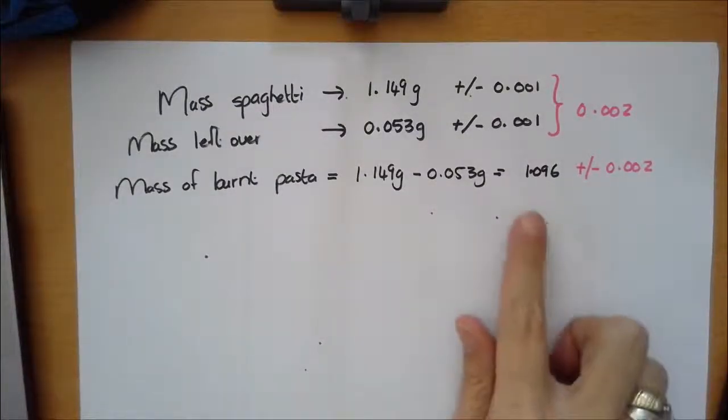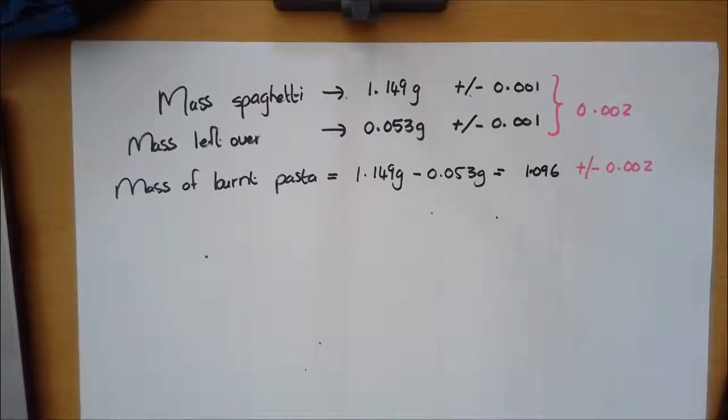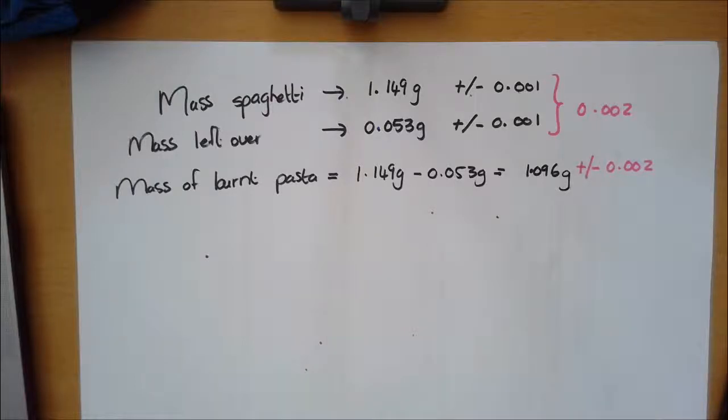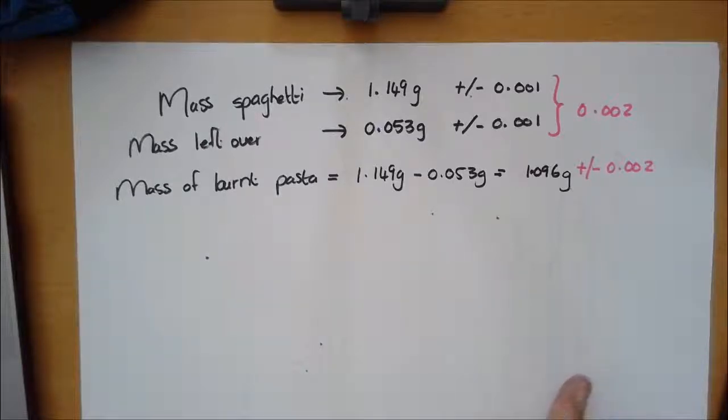We've determined, in my case, that 1.096 grams of pasta was combusted. That's the amount that was combusted in this experiment. Now, again, I need to look at my sig figs, and then I need to also do comparison. So let's quickly look at, I want to know how much energy is in 1 gram of pasta, right?